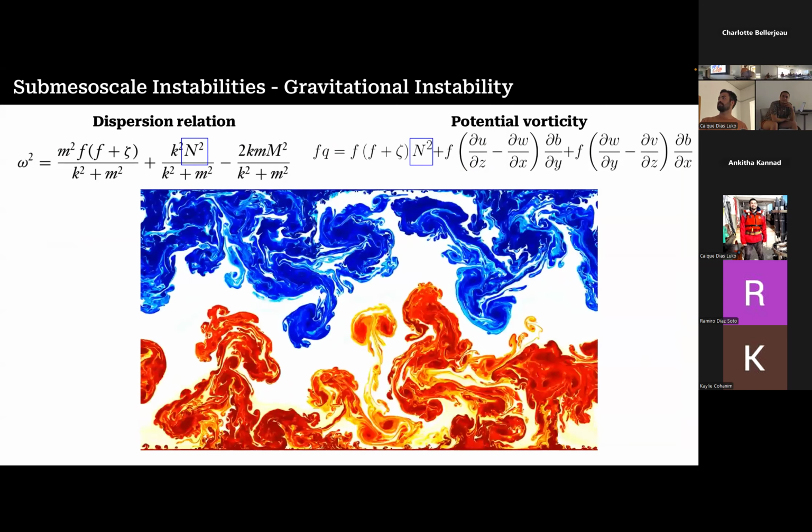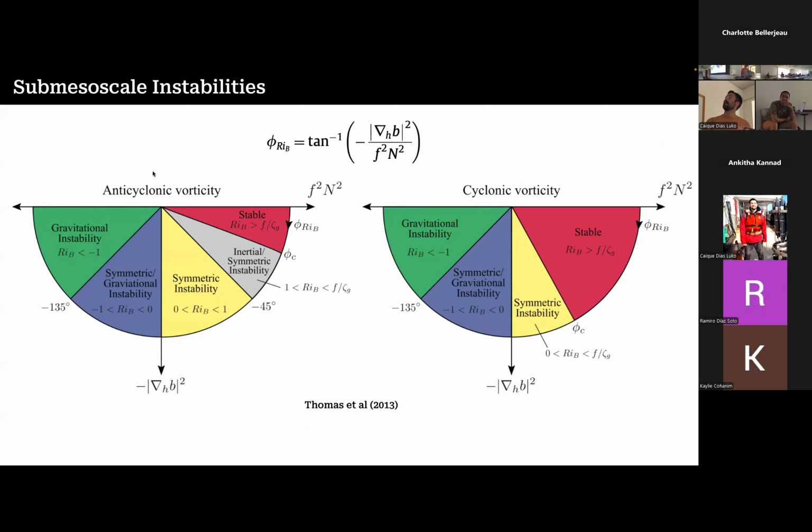So if you are interested in learning more about submesoscale instabilities and how to classify them, there's this really cool paper by Thomas et al. 2013, where they classify the instabilities with the Richardson number angle. And then they find the different regimes where inertial instability is dominant or symmetric instability is dominant. It's a really cool paper for that.